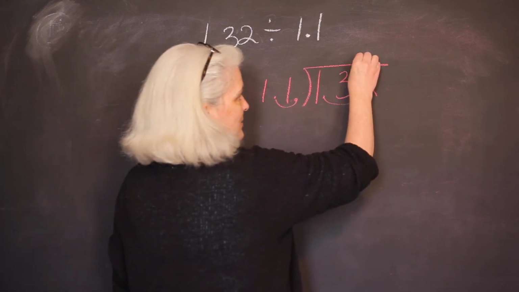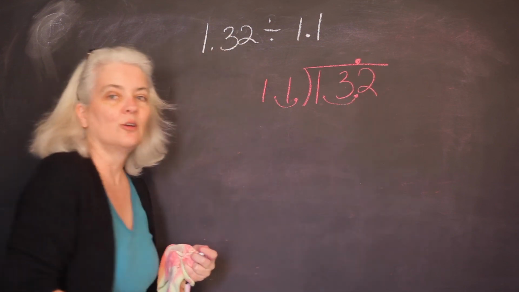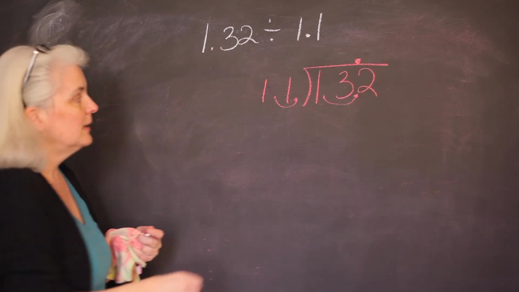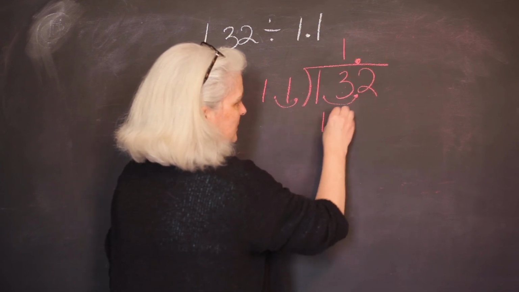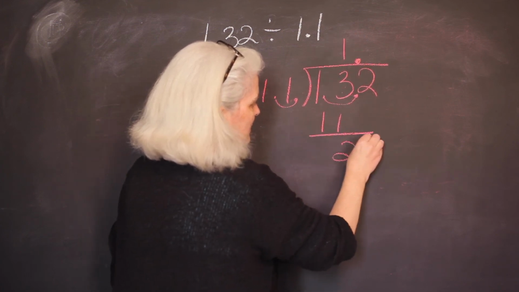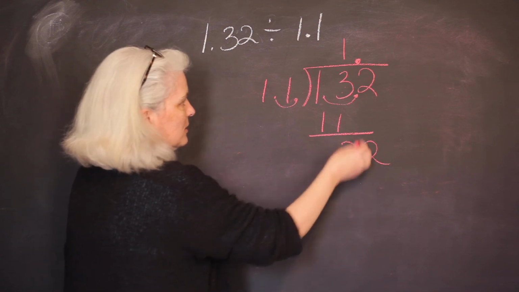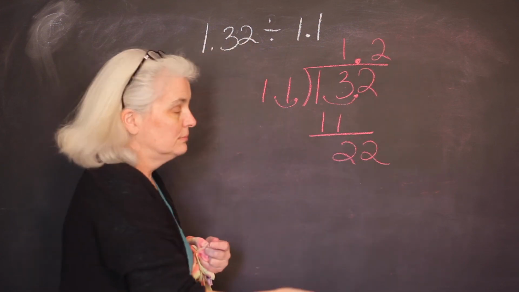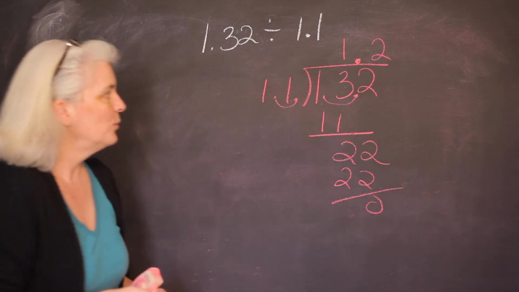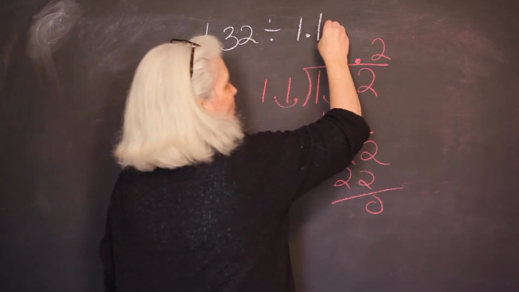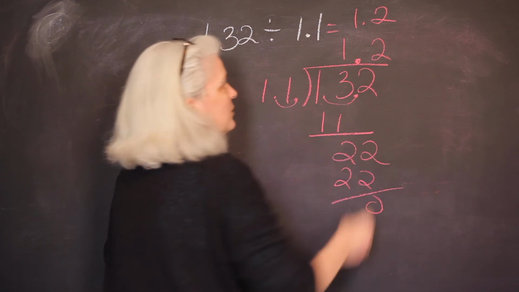So now I want to put my decimal point up here, so when I get my answer, I know where the decimal point goes. And then I say 11 goes into 13 once. I have 11, and I subtract. 11 goes into 22 twice. And I end up with 1 and 2/10 as an answer.